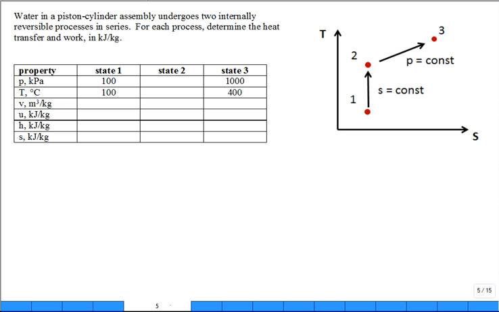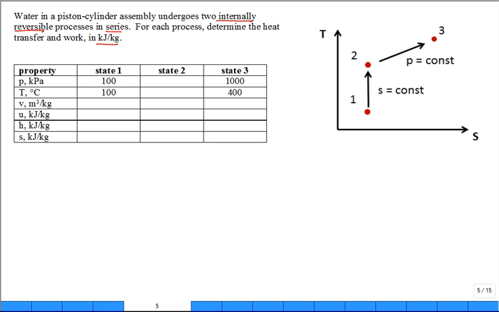Let's solve a problem. Water in a piston cylinder assembly undergoes 2 internally reversible processes. So often they tell us, okay, these are the special processes, internally reversible processes. And they're first and then the second, so it's 2 in series. For each process, determine the heat transfer and the work in kilojoules per kilogram.